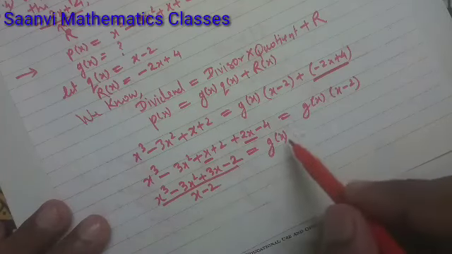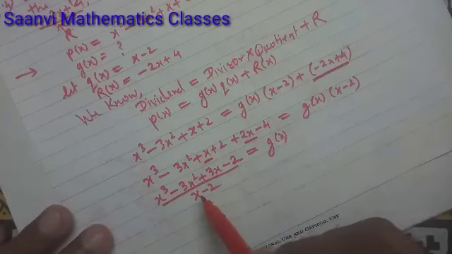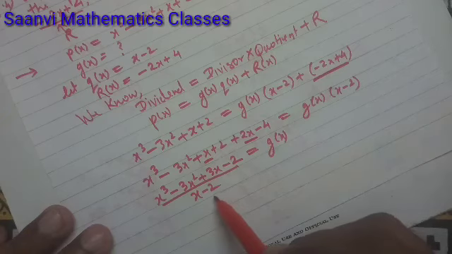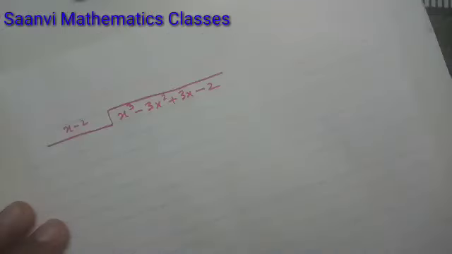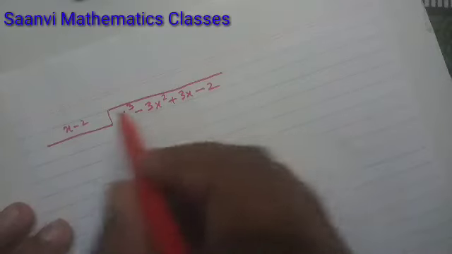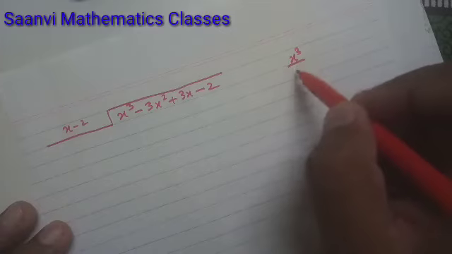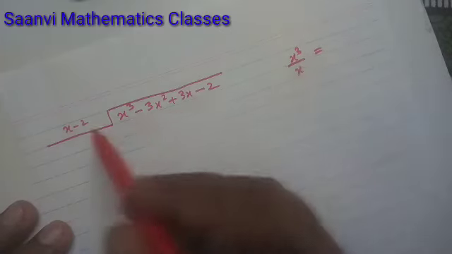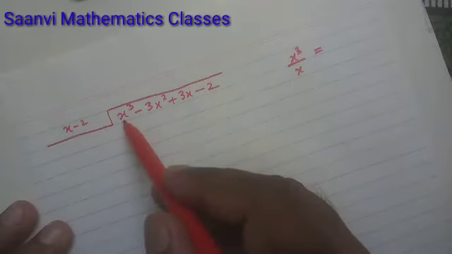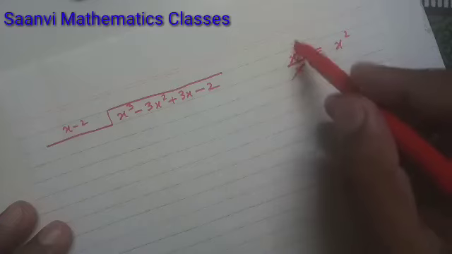So next, quite simple now. To get the g of x, we have to perform the division of this polynomial by x minus 2. So let's do it. Perform this division. First we need x cube, so by what should we divide? Dividing the first term x cube by x, we get x square.